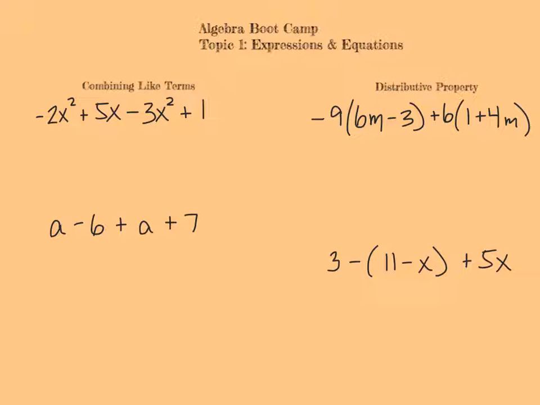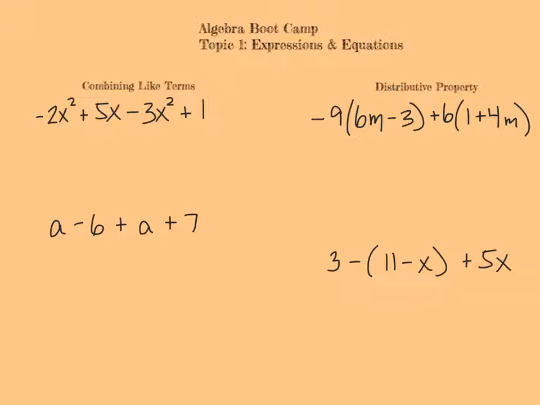We're going to start with expressions. The difference between an expression and an equation is that an equation has an equal sign, whereas an expression doesn't. We can simplify expressions and we can solve equations. To simplify, we can combine like terms and use the distributive property. I have two examples of each here.